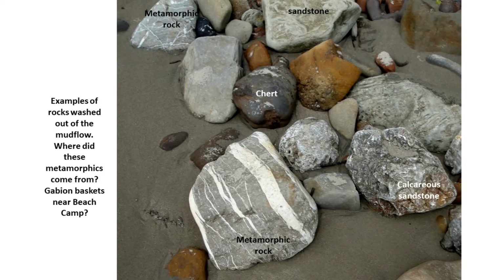Here we have examples of rocks washed out of the mud flow. Where did these metamorphics come from? Were they from the gabion baskets near the beach camp area?